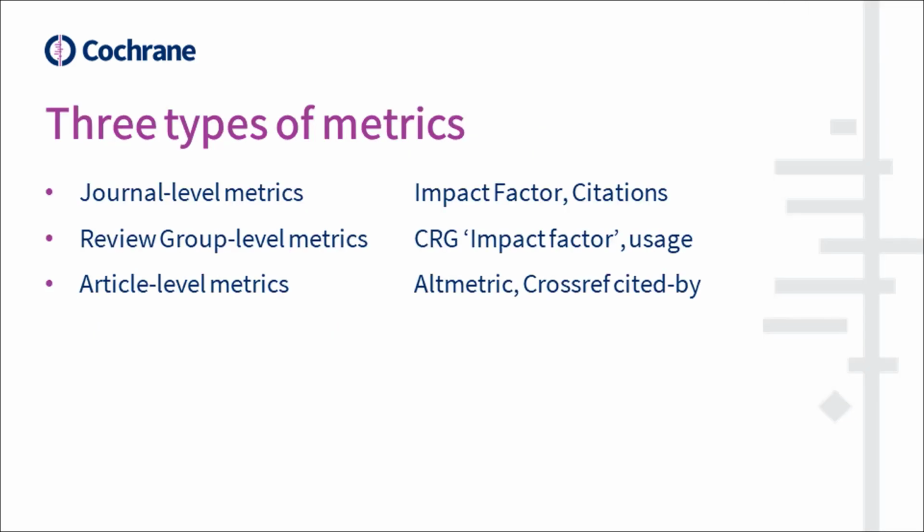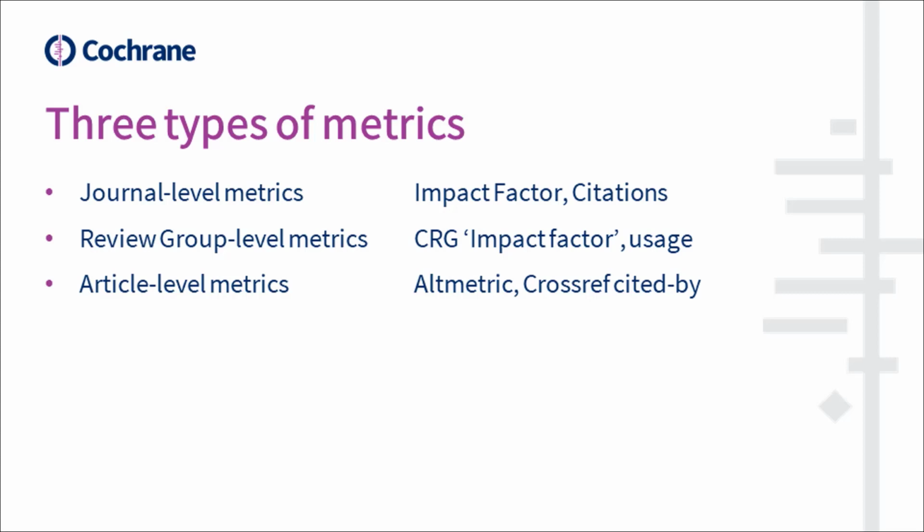You're probably familiar with the impact factor, and you may be familiar with altmetrics, but one way of considering metrics overall is to think of them in three forms: journal level, Cochrane review group level, and article level. The impact factor is a journal level metric measuring the performance of the Cochrane Database of Systematic Reviews, the journal that includes Cochrane reviews and protocols, and how it compares with other journals.